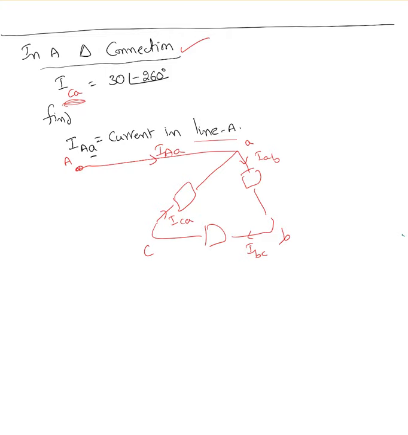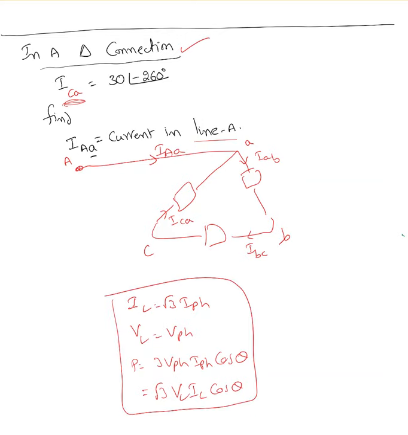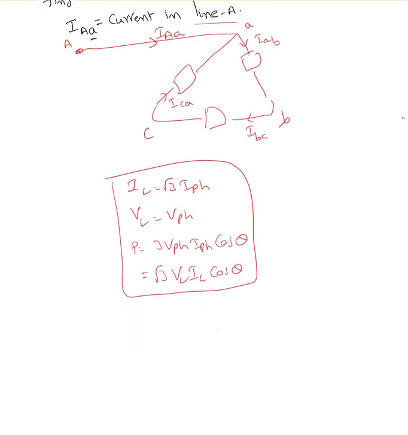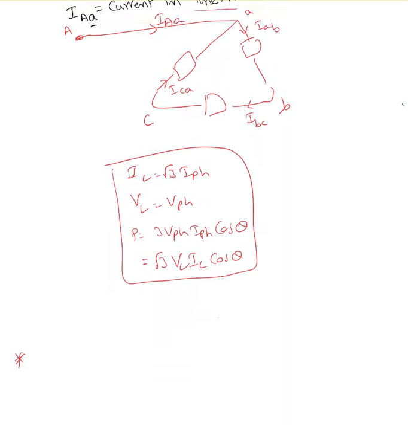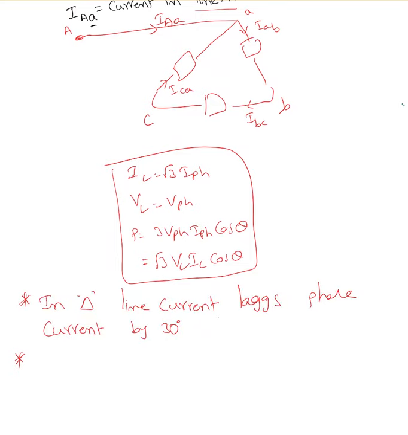When it comes to delta, the important points you need to remember: IL equal to square root 3 times IPH, VL equal to VPH, P equal to 3 times VPH IPH cos theta, or square root 3 times VL IL cos theta. You need to remember these things when it comes to the delta connection load. Another important point: in delta, line current lags phase current by 30 degrees.